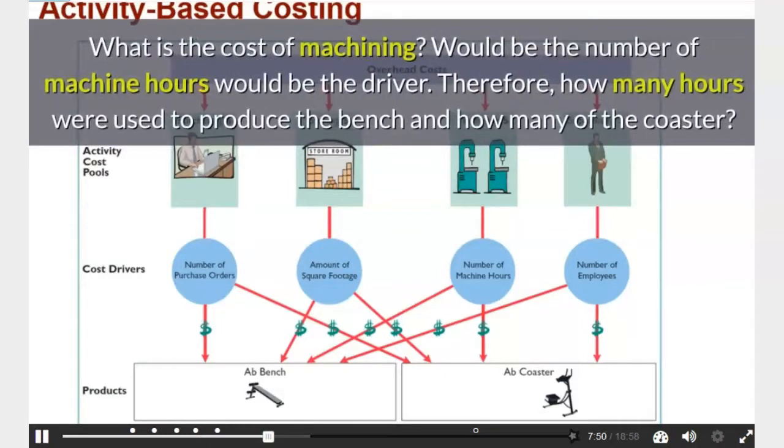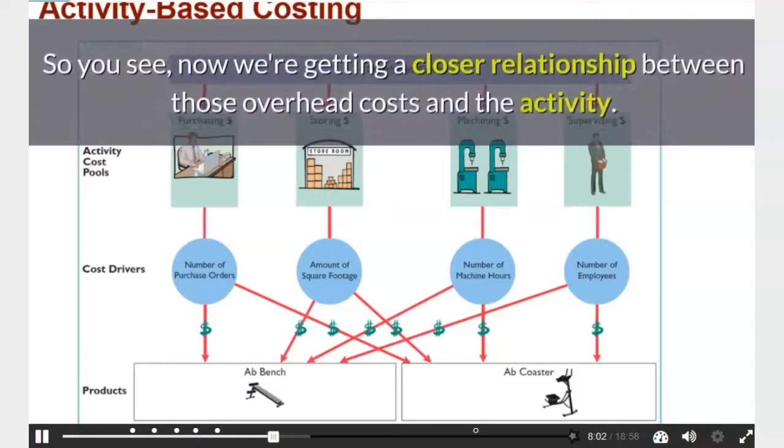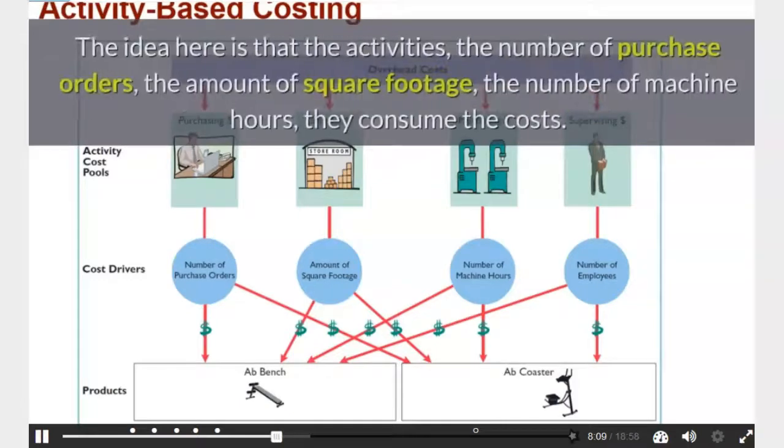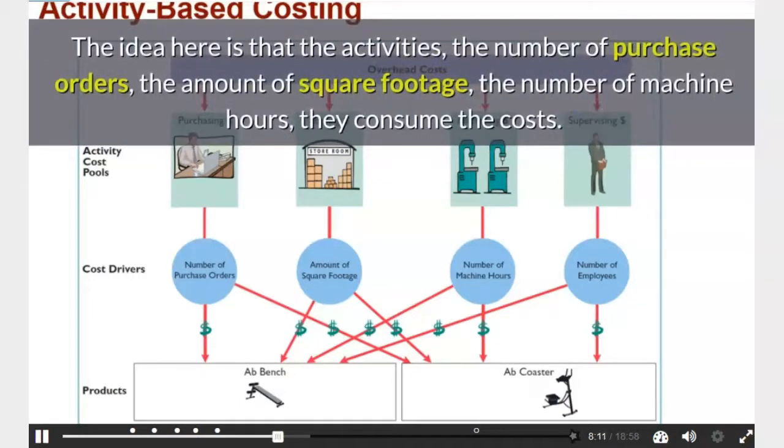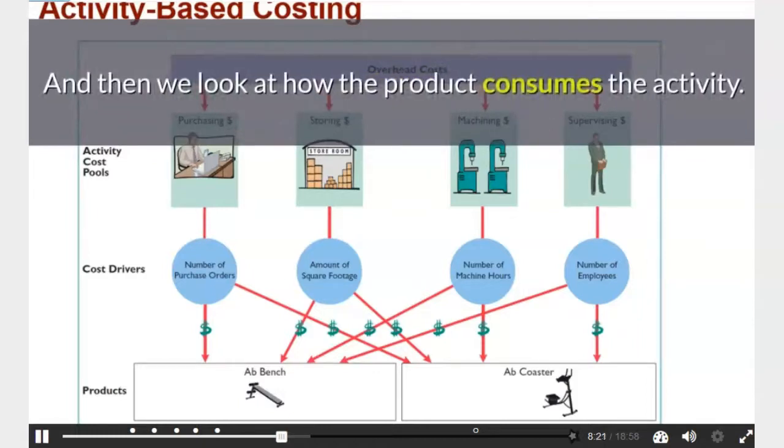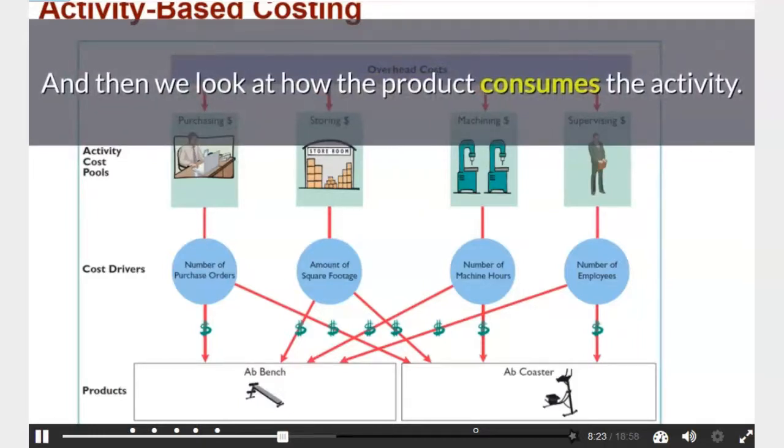What is the cost of machining? The number of machine hours would be the driver. Therefore, how many hours were used to produce the bench and how many the coaster? So you see now we're getting a closer relationship between those overhead costs and the activity. The idea here is that the activities, the number of purchase orders, the amount of square footage, the number of machine hours, they consume the costs. And then we look at how the product consumes the activity.